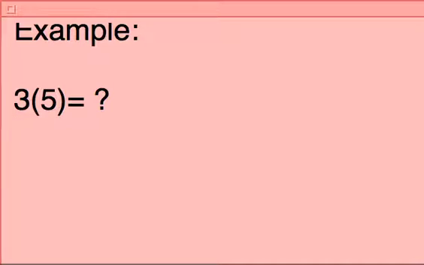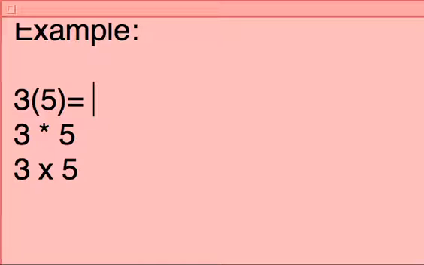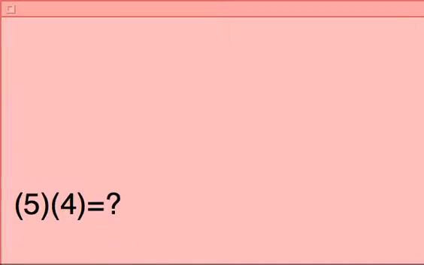So you're basically saying 3 star 5 or 3x5, however you like to see multiplication. It's the same thing with parentheses. It's just 3 open parentheses 5 close parentheses. So we know that 3 times 5 equals 15. Alright, so let's move on.